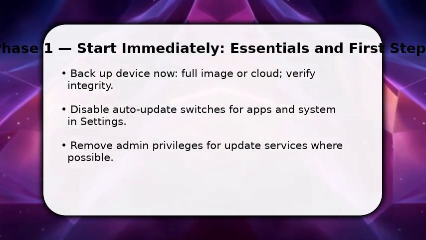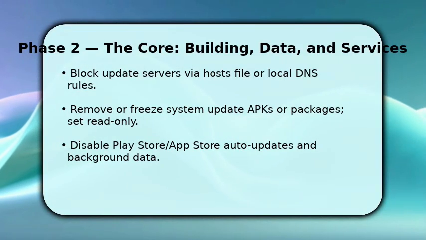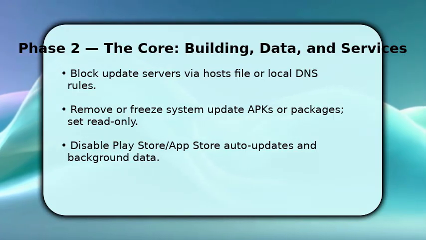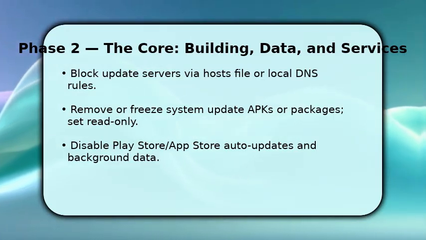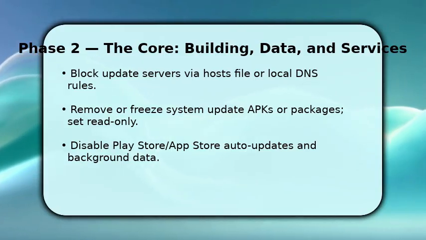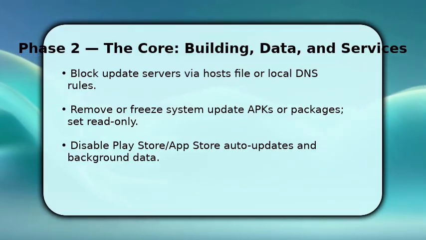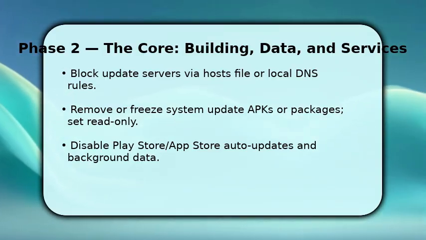Now you must interrupt the pathways that deliver updates. This is the complex middle work. Modify your hosts file or DNS to block official update domains and verify blocks with a network test. Then freeze or remove update binaries. Change permissions to read-only or uninstall update packages if the OS allows. Also disable background data and auto-update in the App Store and restrict app permissions to network access.